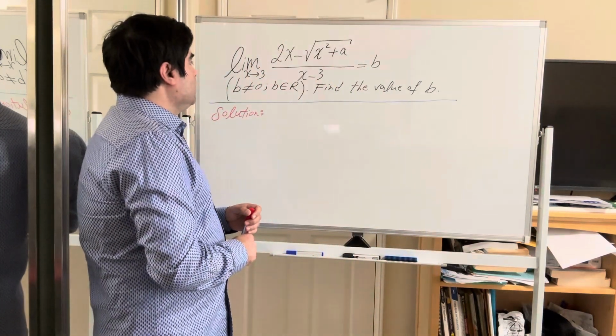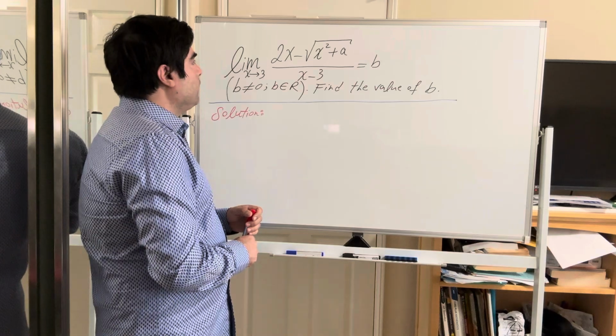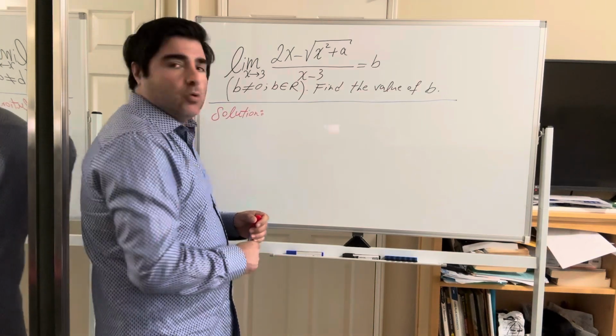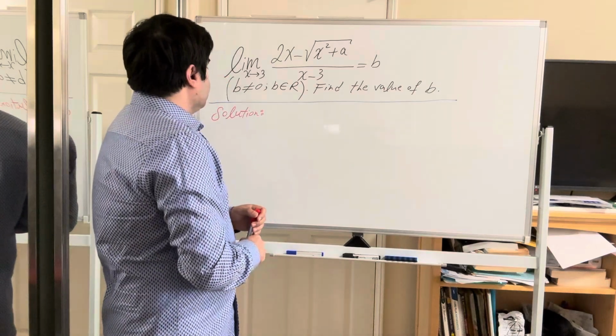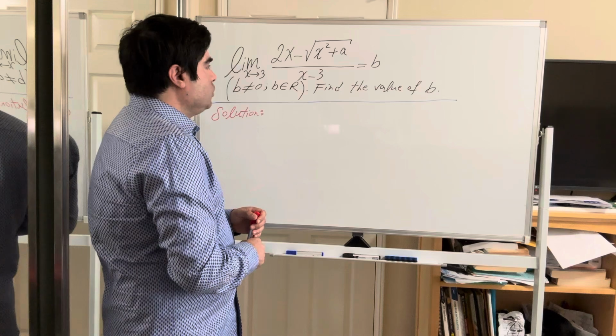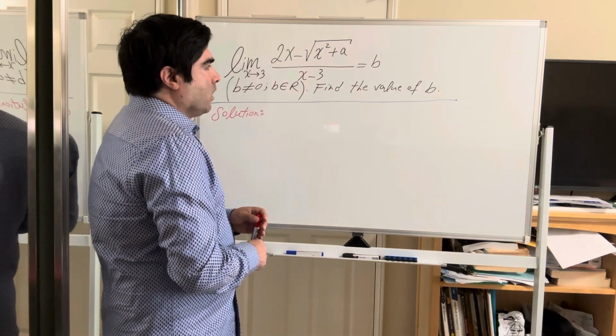So if you have a limit as x approaches 3 of 2x minus the square root of x squared plus a, over x minus 3, equal to b. And it says b is not equal to 0 and b belongs to the set of real values. Find the value of b.